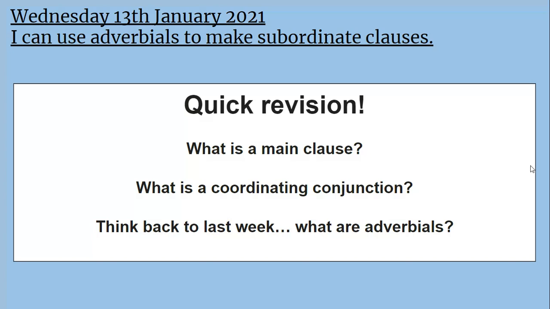Quick revision. What is a main clause? Because today's lesson is I can use adverbials to make subordinate clauses. So what is a main clause? What is a coordinating conjunction? And think back to last week. What are adverbials? So we know that main clauses make sense on their own, like I like dogs. And what is a coordinating conjunction? We know that these link two main clauses together, and they are the fanboys: for, and, I nearly forgot then, nor, but, or, yet, or so. So what are adverbials, and do you remember?